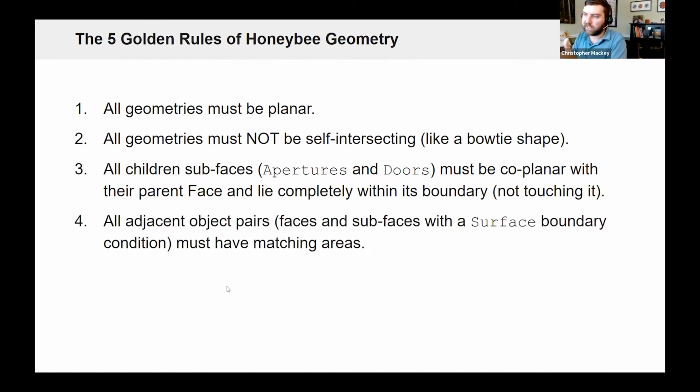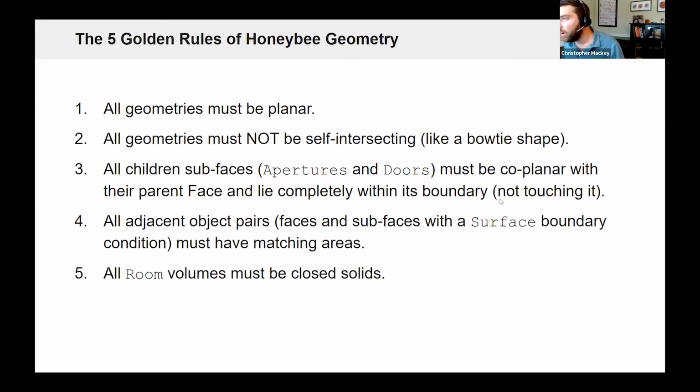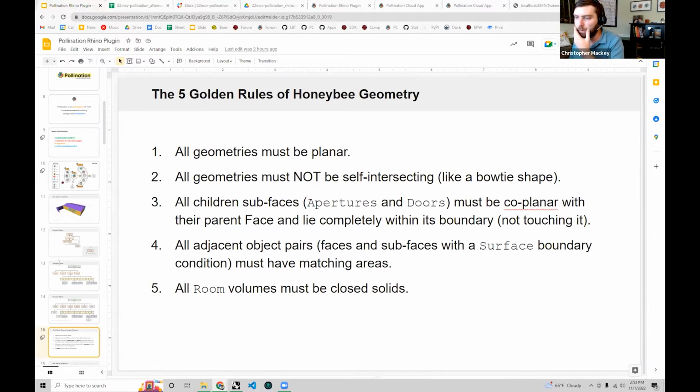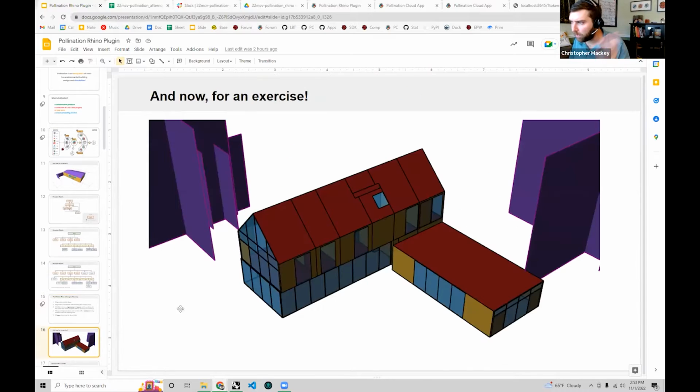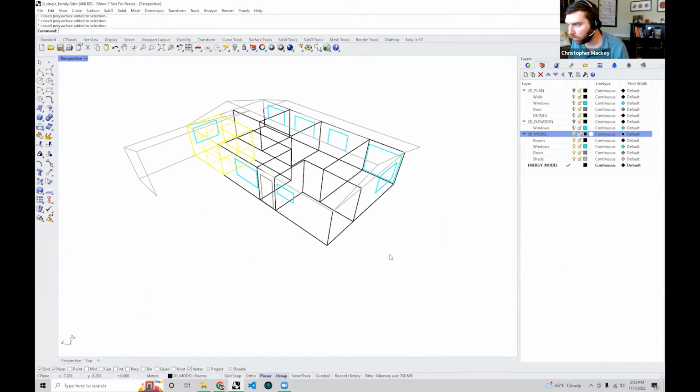Second to last, all the adjacent object pairs have to have matching areas. This one you actually don't need to worry too much about because we have a command that will take care of that automatically for you. So we'll come back to this one as we start to build our model. But the very last of the 5 golden geometry rules is that the rooms have to be closed solid. So no open rooms. The reason for that is that you can't calculate the room volume if there's a hole or an opening in it. So again, these are the 5 rules. You just follow these rules when you're setting up your geometry, and you'll be able to easily convert it into a Pollination model without too much difficulty. So, all right, let's go back to our model here, to our single family home model.